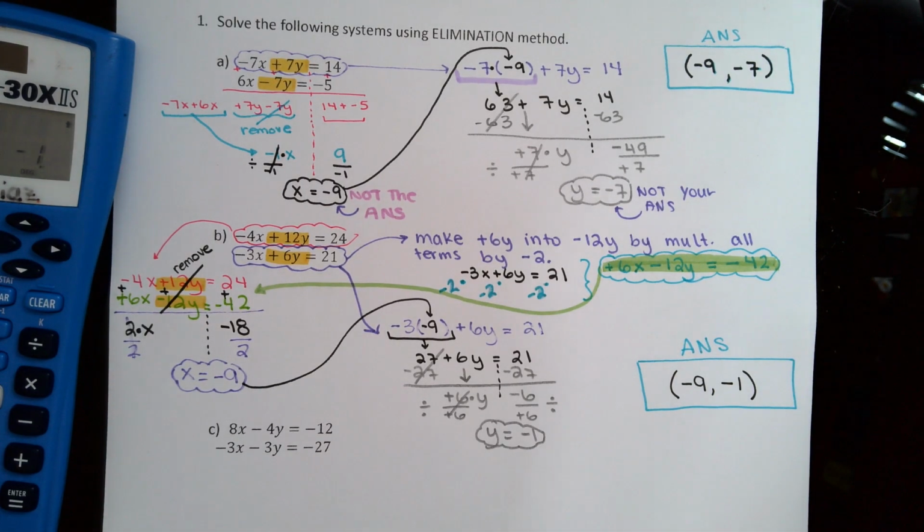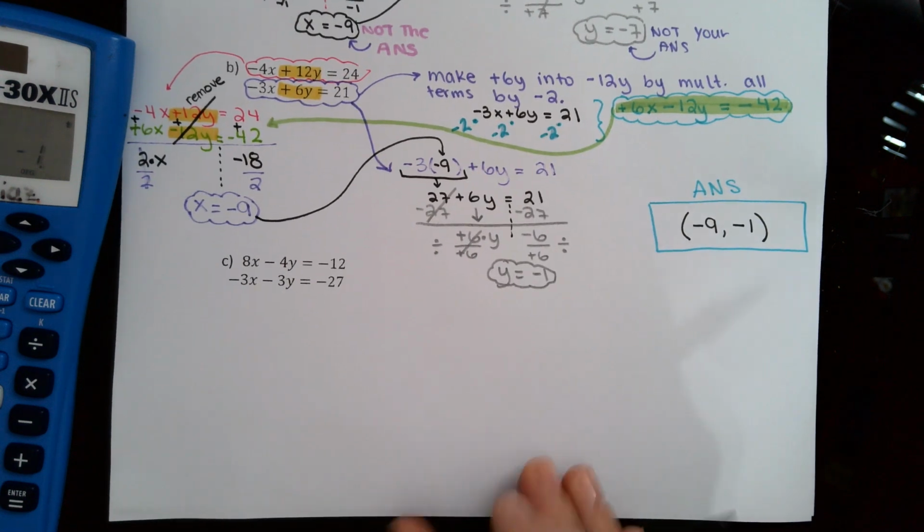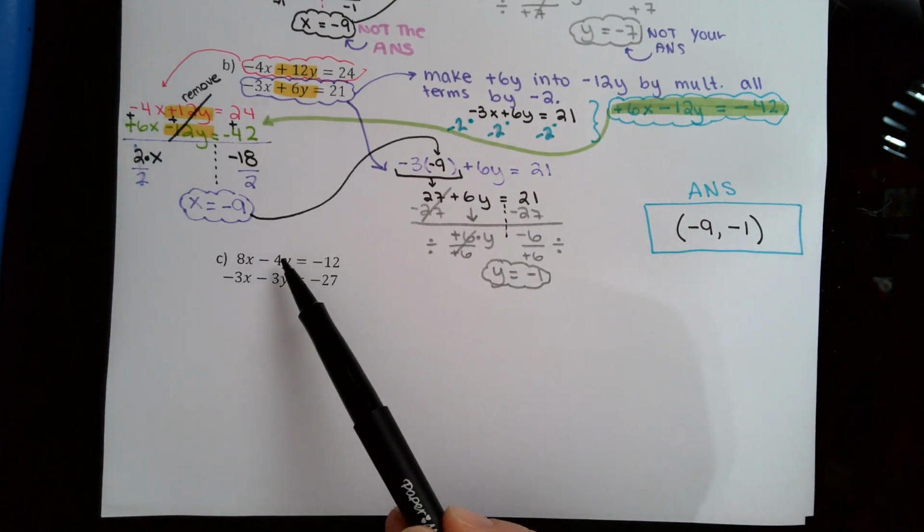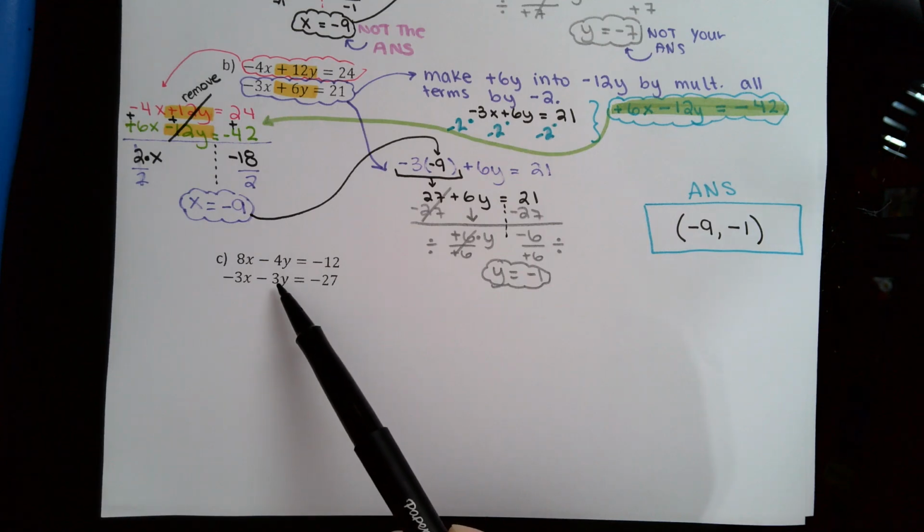And we have our answer for B. All right, let's go ahead and move on with C. Let's take a look. We have 8 and negative 3 on our x's. We have negative 4 and 3 on our y's.